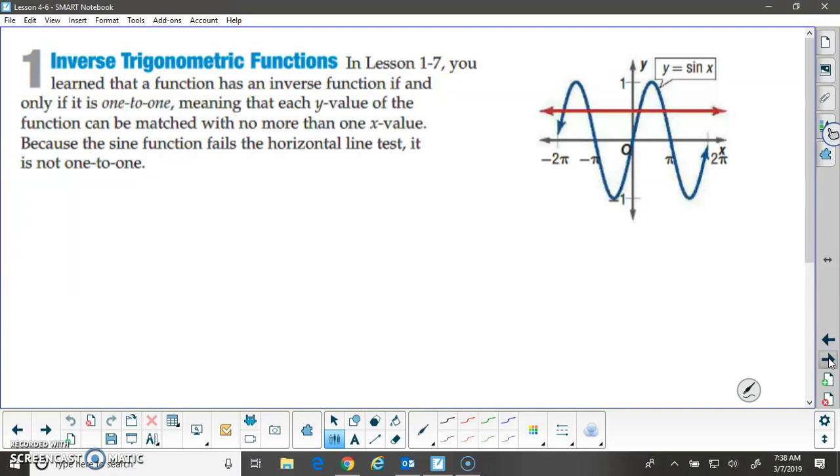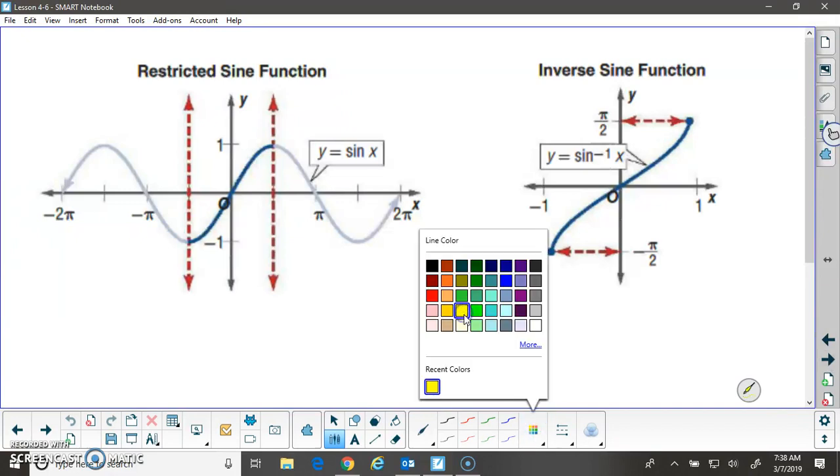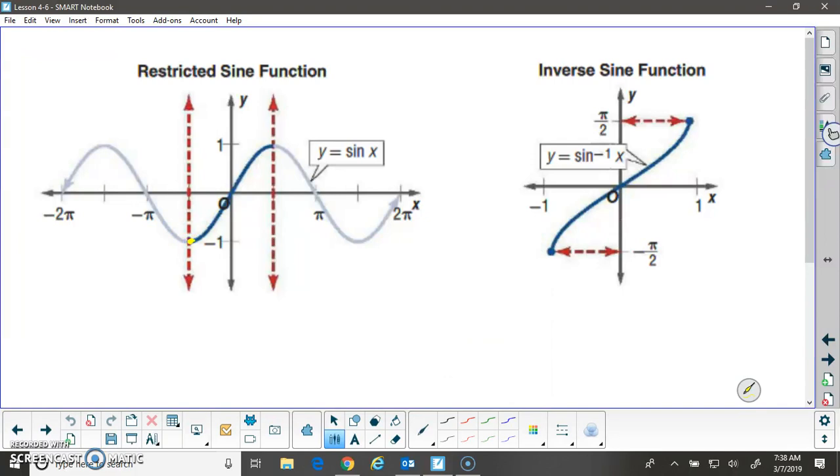So what we do with the sine wave is we restrict the domain of the sine wave to just be from negative half pi to positive half pi so that it does pass the horizontal line test, and it's a one-to-one function. That allows us to use the inverse of sine.